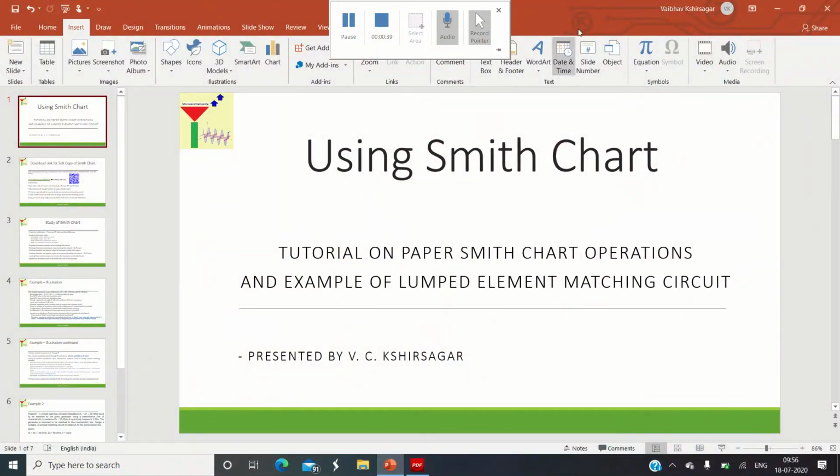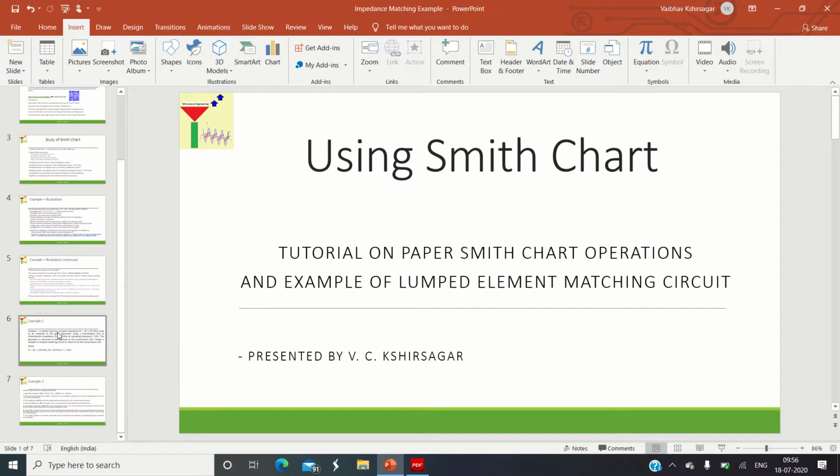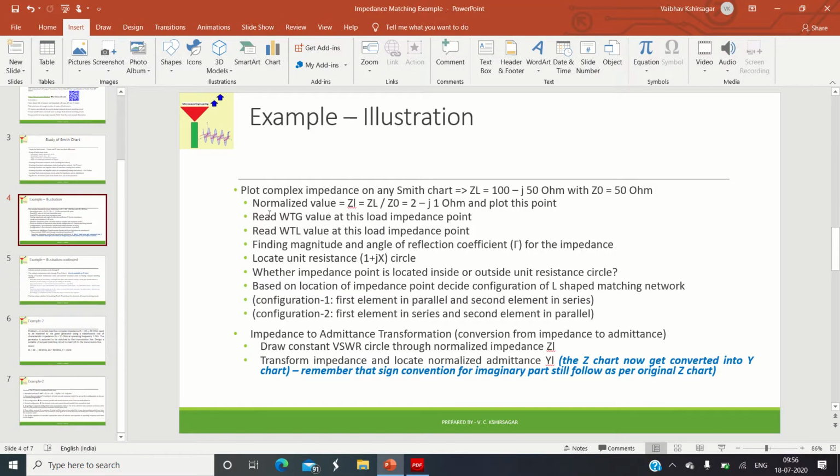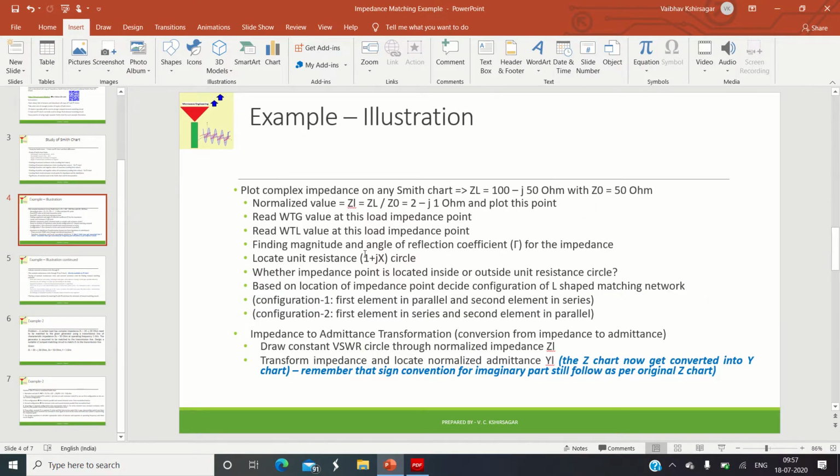Okay. So the example which we took last time, let us revise it. The example was the load impedance 100 minus j50 ohm with a characteristic impedance 50 ohm. So this we solved and we saw the entire detailed procedure of how to design an impedance matching circuit for this particular problem. Step by step all the instructions were given, and we designed an impedance matching circuit. Lastly, we showed you the circuit diagram of how the impedance matching circuit looks.